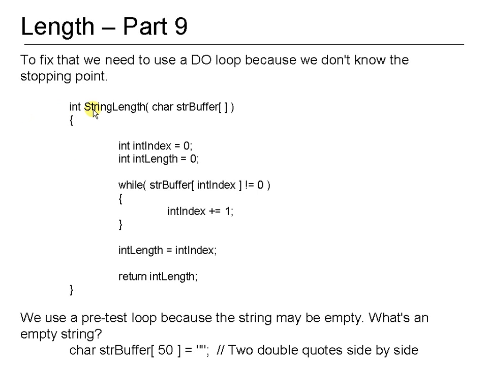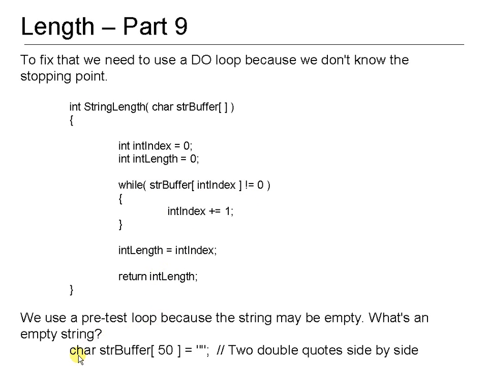So we have our function string length, and it takes an array of characters, and we don't put a size in the definition or the procedure definition, so it'll take any sized array, which is really good and very useful. It returns an integer, that's how many characters are in there, and we use our pretest while loop, and notice we had to flip the logic. While it is not equal to 0, keep on counting. So it will keep counting until it finds the null terminator. When it does, we'll go ahead and stop the loop, and then we will assign the index to length and go ahead and return that.